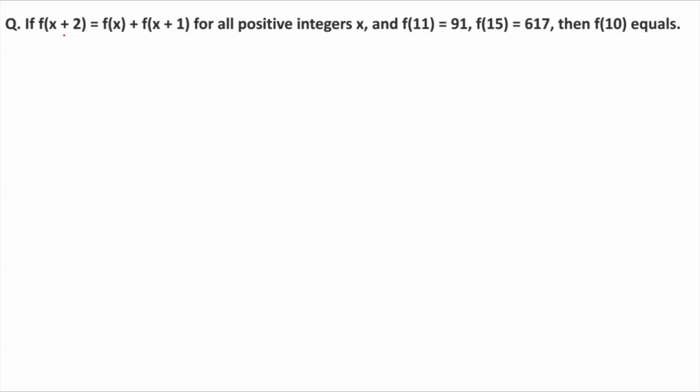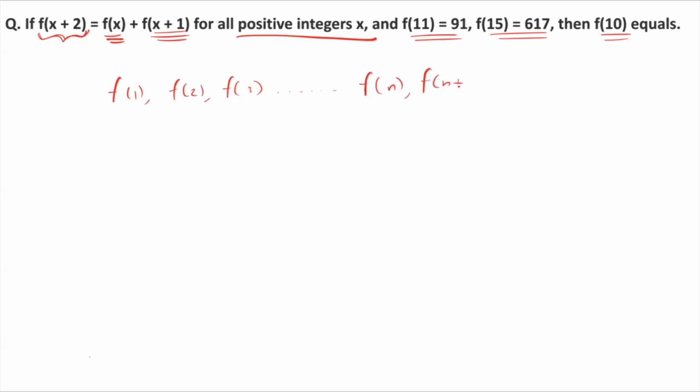All right, guys. If f of x plus 2 is f of x plus f of x plus 1 for all positive integers x, f of 11 is 91, f of 15 is 617, then f of 10 equals what? So if I treat f of 1, f of 2, f of 3, f of 4, etc. up to f of n plus 1, f of n plus 2, the question says that any number is the sum of the two previous terms. Naturally, it can't be f of 1 and f of 2 for that matter, right?